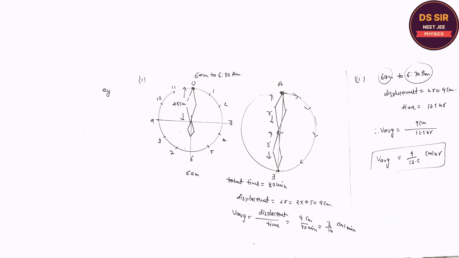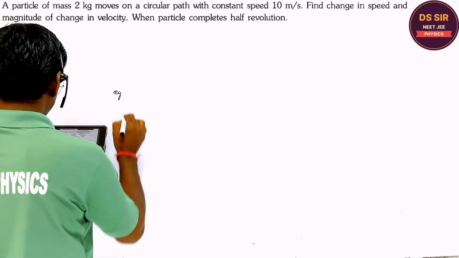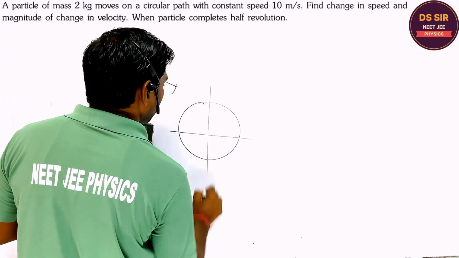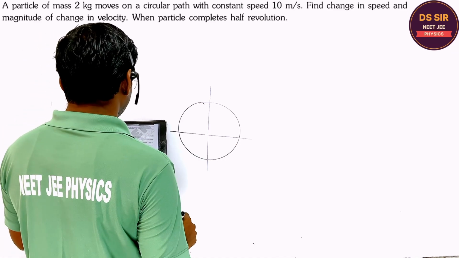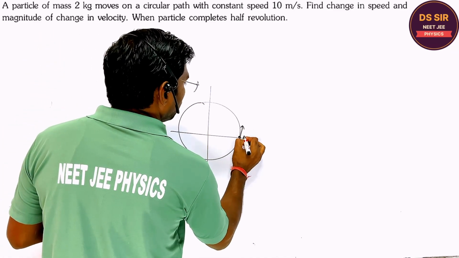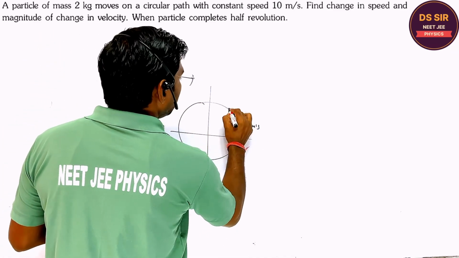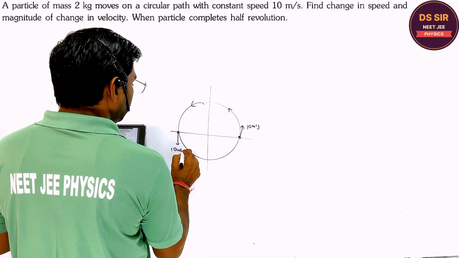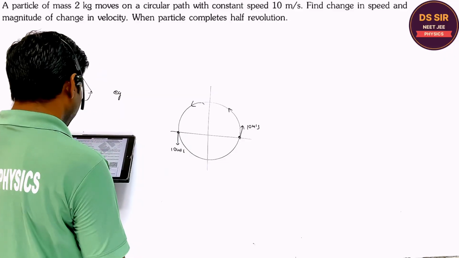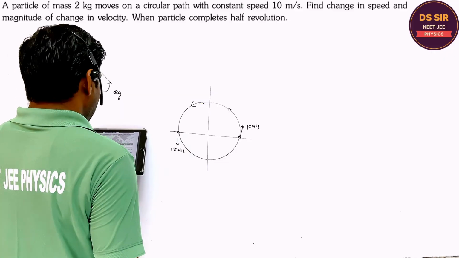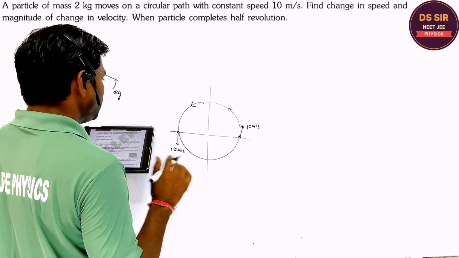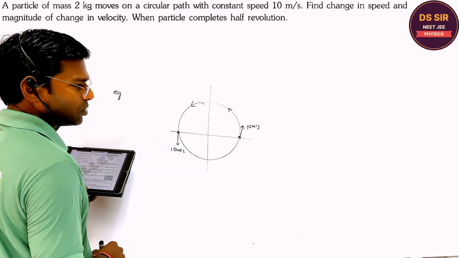Right, copy this. So read this question. In this question, a particle of mass 2 kg is moving in a circular path with a constant speed of 10 meter per second. Suppose it starts and reaches the point diametrically opposite, in a half circle. It completes the half circle. You have to find the change in speed and the change in velocity.